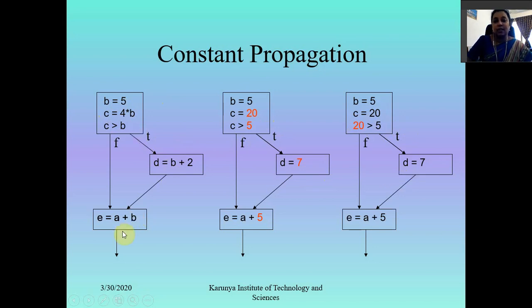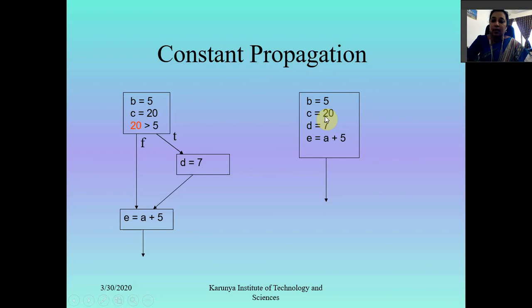And here it is, A value alone differs. So, B8 is A plus 5. Now, if you check here, when it becomes 20 greater than 5, this always holds true. There is no option that this will be false. So, if it is false, you do an addition directly, or else you add 2 to B value, assign it to D and go ahead. So, now this condition is always true. So, we delete this part.